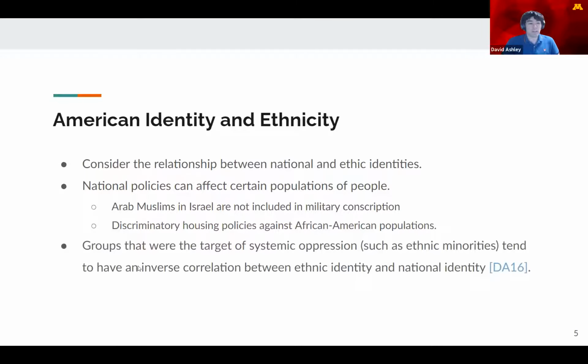Groups that were the target of systemic oppression, such as ethnic minorities, tend to have an inverse correlation between ethnic identity and national identity. So what I mean by that is generally that ethnic minorities in this context will have a much higher ethnic identity compared to their national identity.